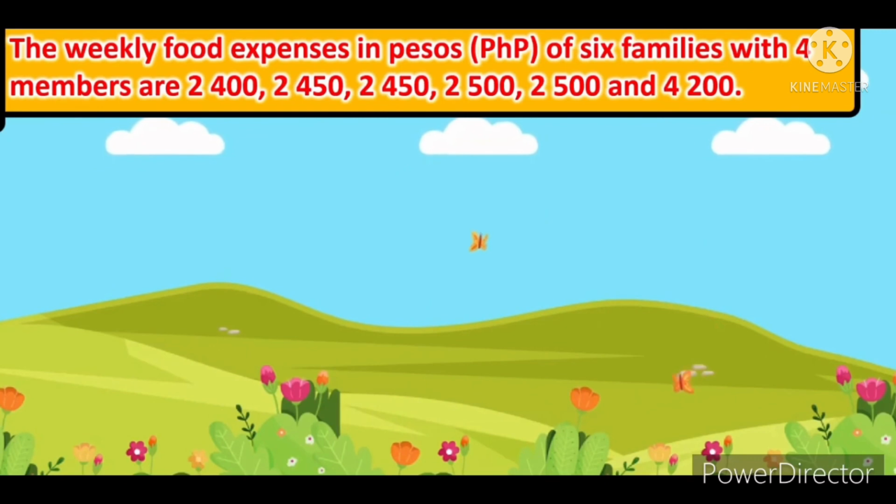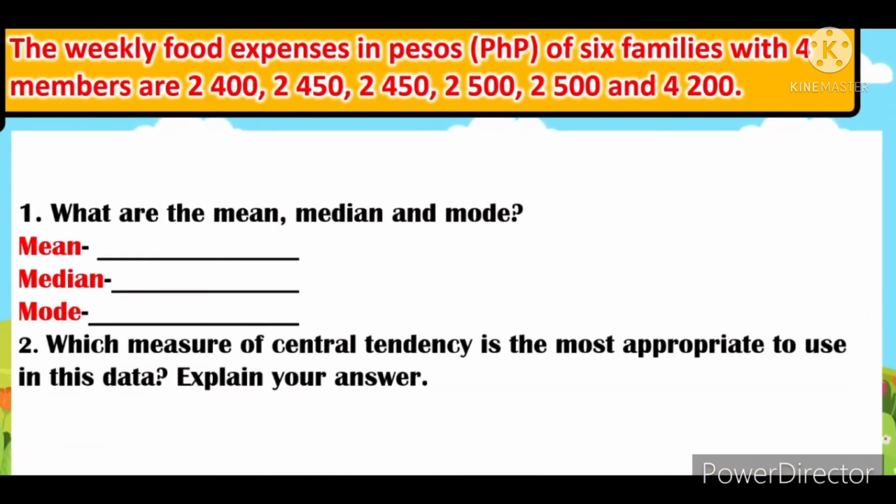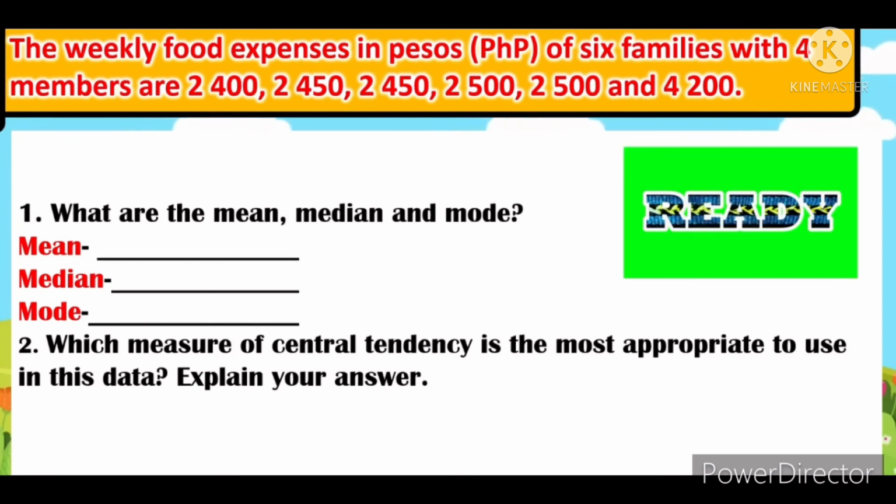Here are the questions. Number 1. What are the mean, median, and mode? And number 2. Which measure of central tendency is the most appropriate to use in this data? Explain your answer. You have 1 minute to answer these questions. Your time starts now.